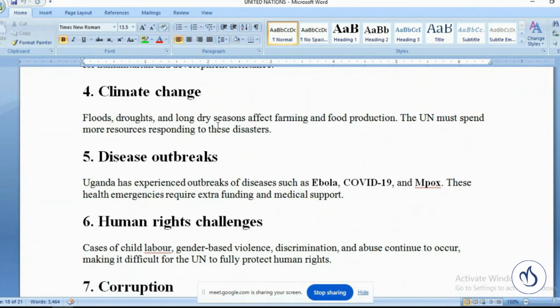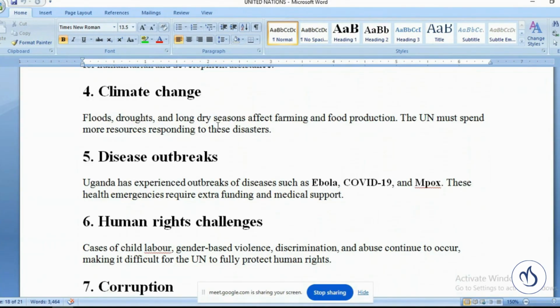And also there is a problem of floods. When floods come, know that it will be a problem to the UN by spending more money on maybe resettling the affected people, among others.